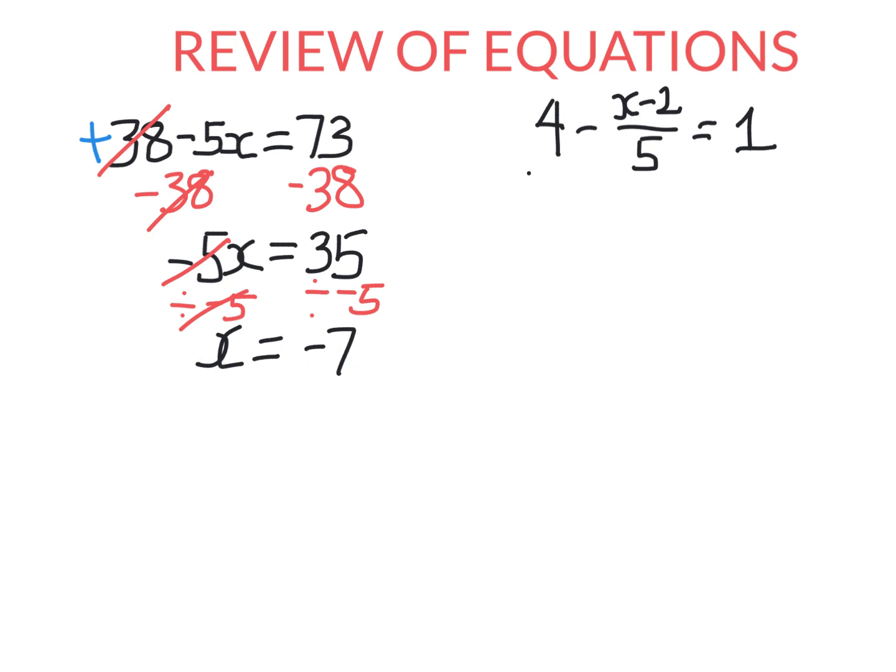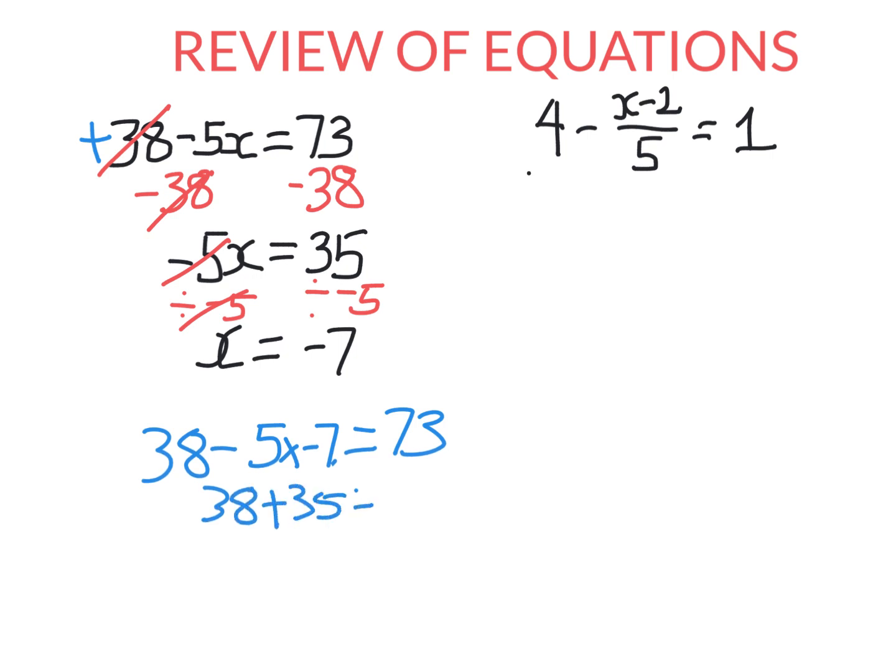What it means for it to be a solution is that this is the value that if I substitute for x, I get a true statement. You can easily check whether it's the solution by taking your original equation, 38 minus 5x equals 73, and substituting or exchanging x for the value found, negative 7. This is a true statement because 38 plus 35 does equal 73.